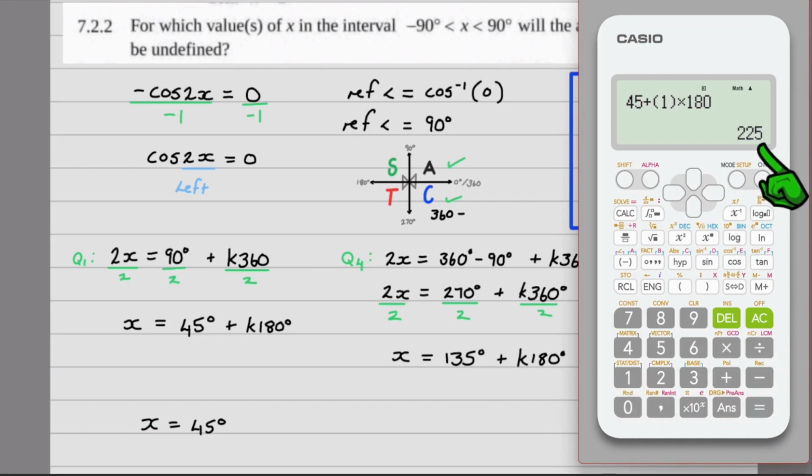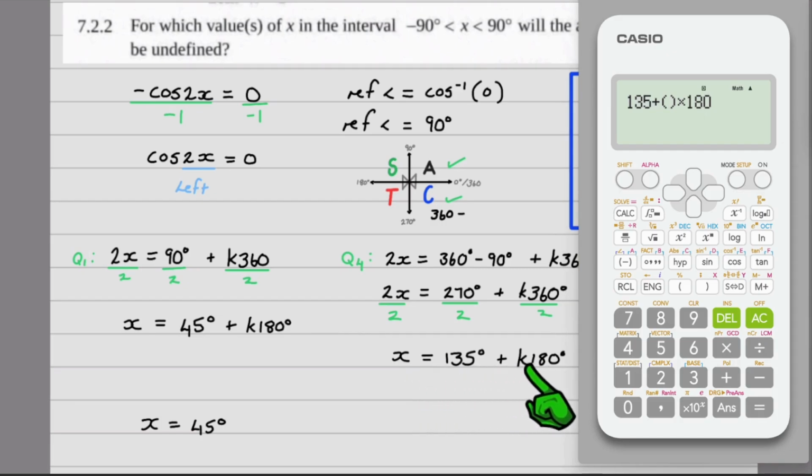And then you can see that's too big. That's outside of this interval. And then I go back to -1. And that's too small. It's still outside of this interval. So I stop trying with this general solution. And now I move on to this general solution.